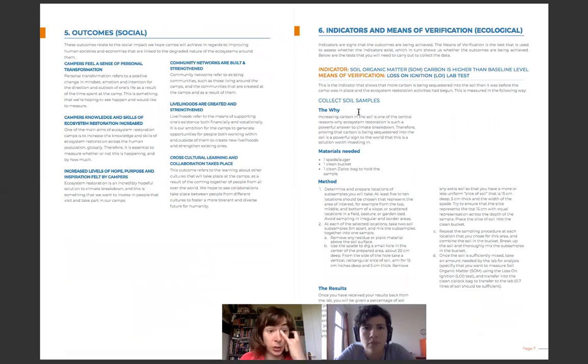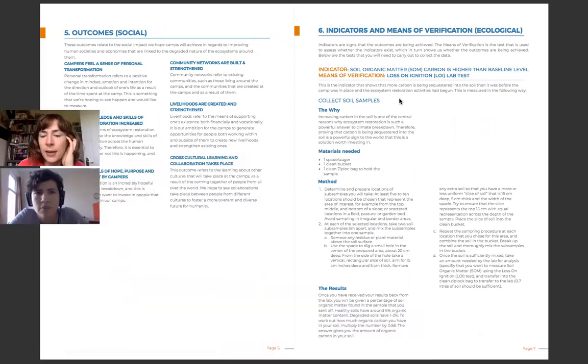And then the social outcomes, we'll come back to in a minute, because I think we should just focus on the ecological ones first, otherwise we're going to get a bit skewed. Then it comes down to explanations of how to do each of the tests. So this one refers to the organic matter content being higher than the baseline level. It explains which test you're doing, and then it basically explains how you do it.